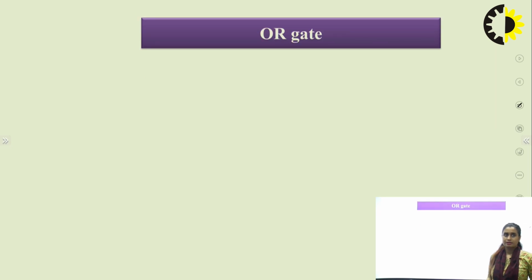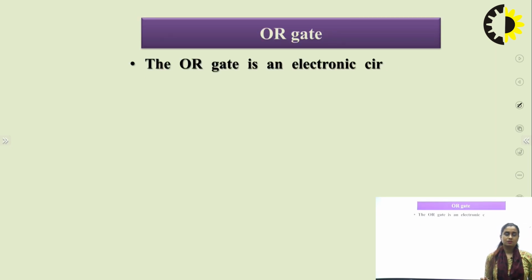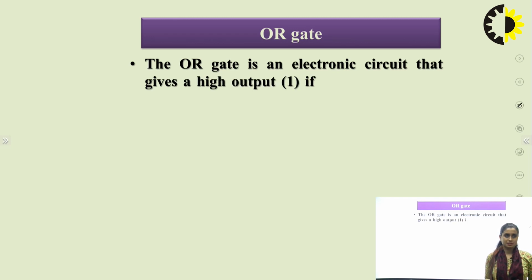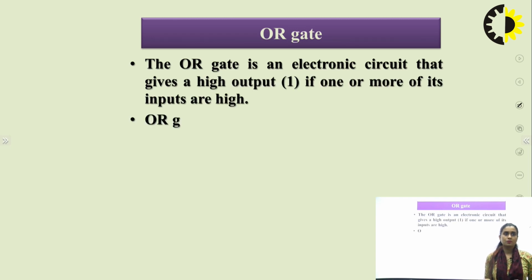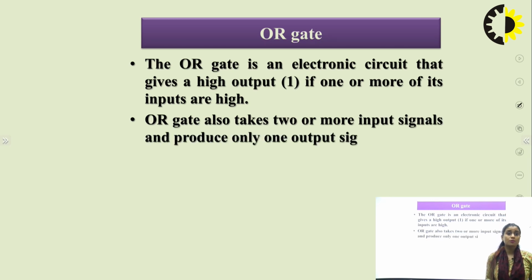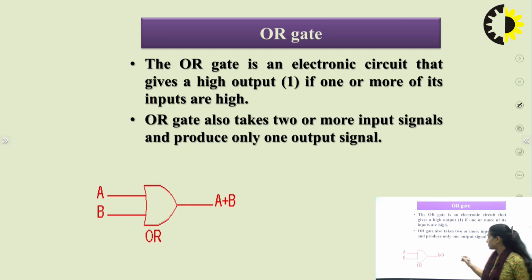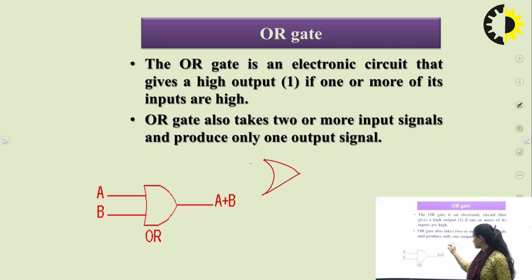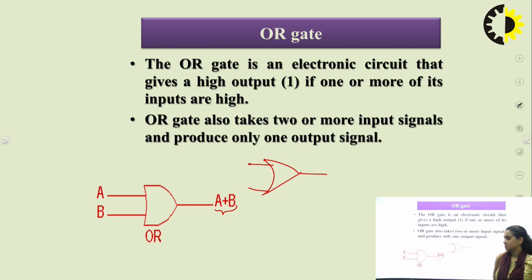Let's talk about the OR gate. It operates on mathematical addition. It gives a high output if one or more of its inputs are high. An OR gate takes 2 or more input signals and produces only 1 output signal. This is how we represent the OR gate, a simple representation with 2 inputs and 1 output. A and B are inputs, and A plus B represents logical OR.